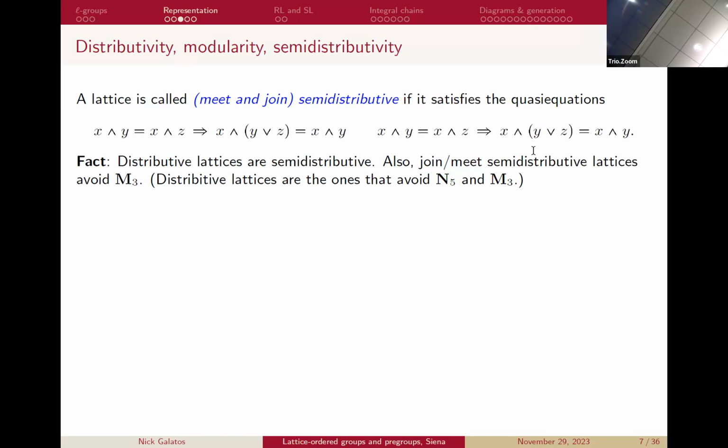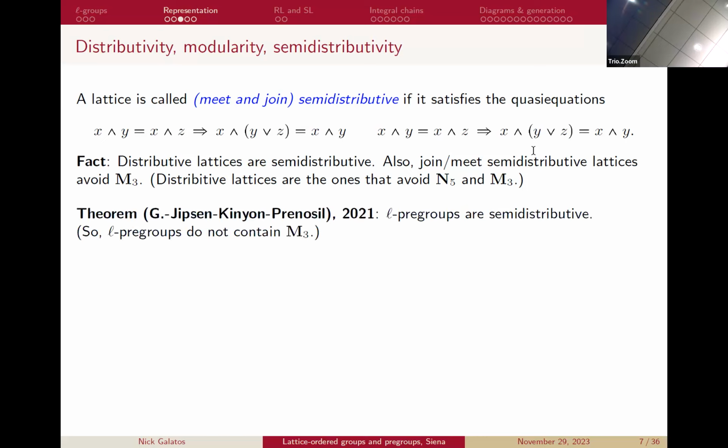If you are either join or meet semi-distributive, then you avoid M3. You may still have N5 inside. So it's half of distributivity, if you want, in some sense, because the distributive lattices are exactly the ones that avoid both M3 and N5. So that's what we were able to prove, that at least that much holds. L pregroups are semi-distributive. So in particular, they avoid M3.